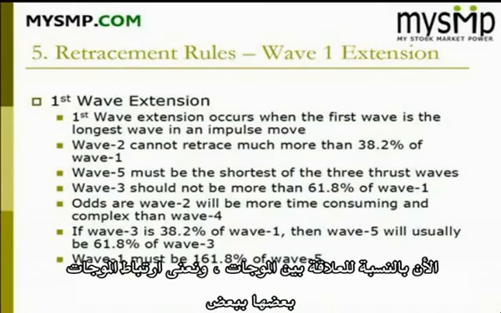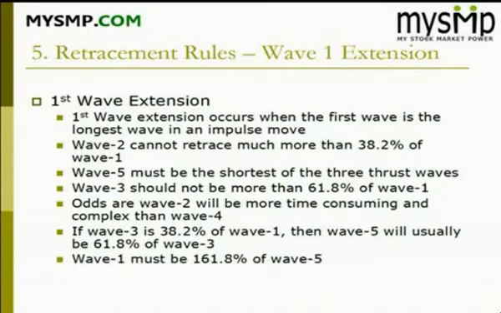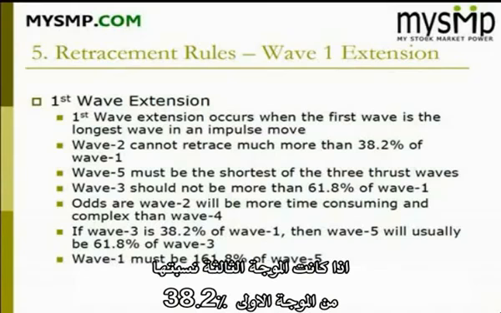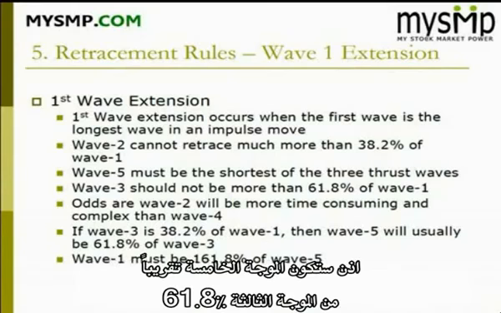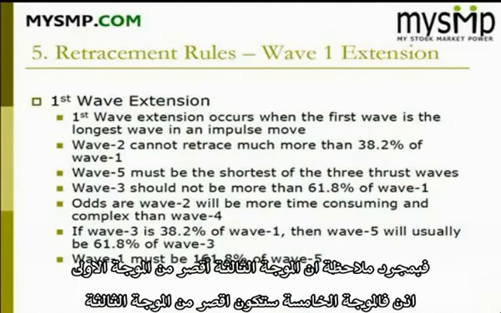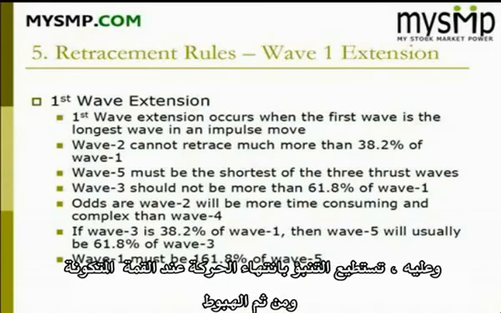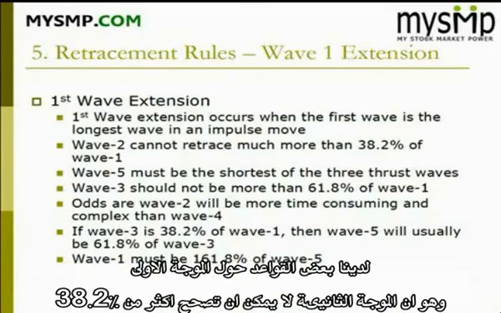Now, in terms of internal relations, meaning how the waves relate to each other, if wave 3 is 38.2% of wave 1, then wave 5 will usually be 61.8% of wave 3. So you just kind of look at it, if wave 3 is a short wave relative to wave 1, then naturally wave 5 is going to be shorter than wave 3. So you kind of get this terminal pattern going where the wedge kind of falters at the top and then it drops out.